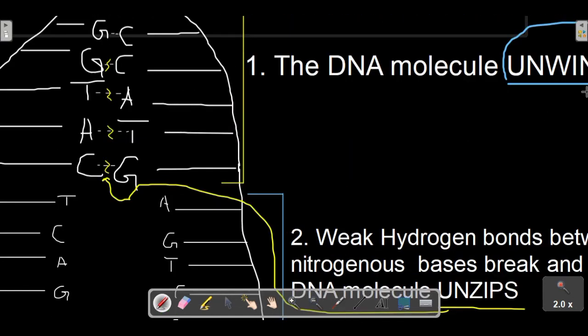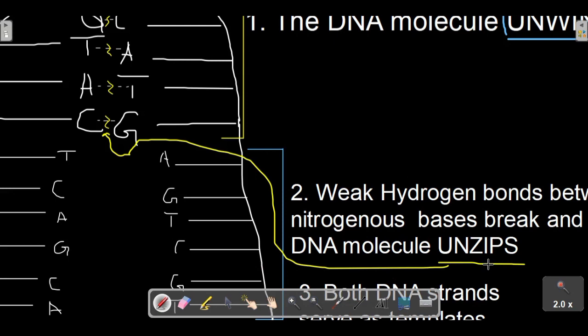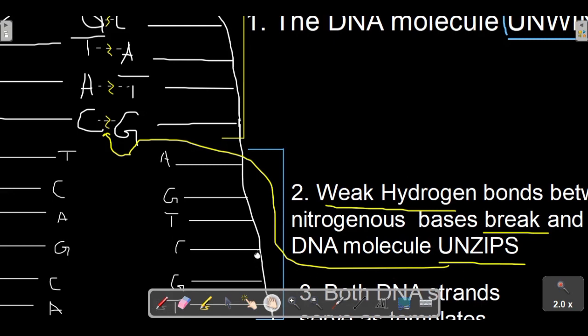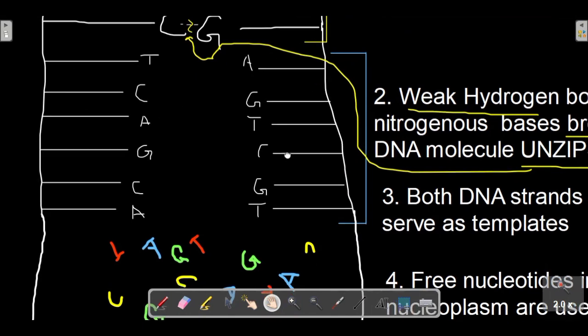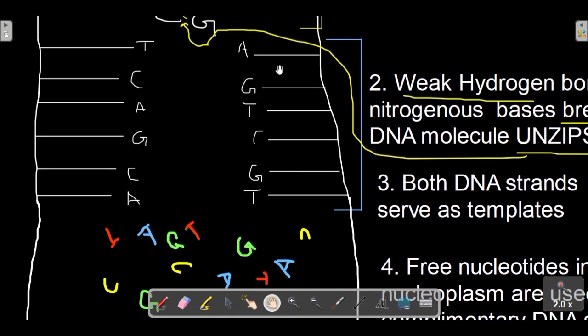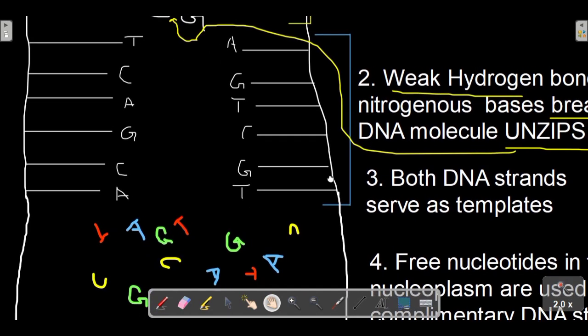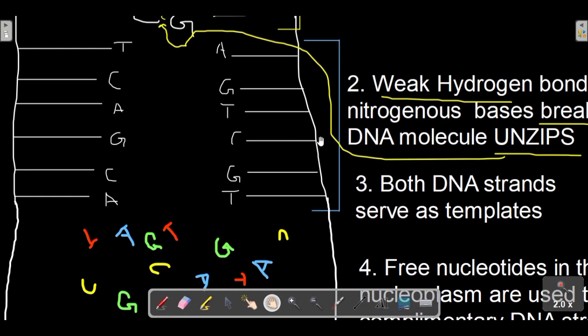The unwinding part is when, of course, it untwists. Okay, if that's a word. So it unzips. What do we mean by that? These weak hydrogen bonds break. That's it. That's what unzip means. Now you have these separate two strands, which are not connected anymore, because you no longer have those weak hydrogen bonds.